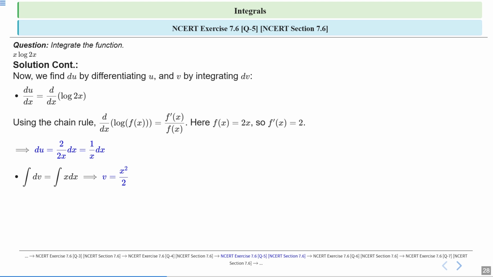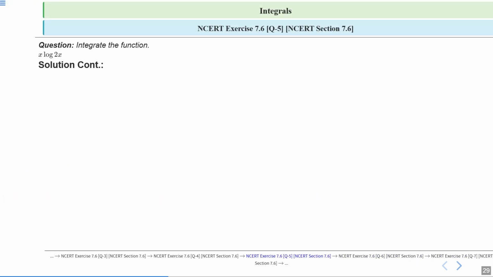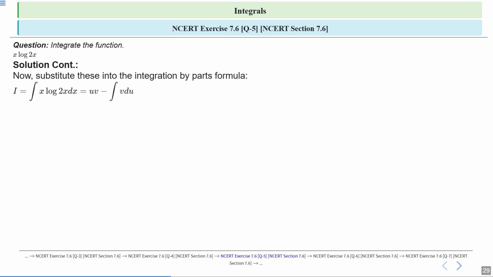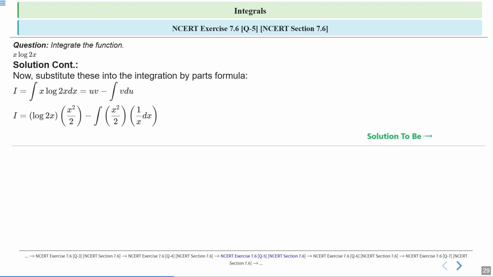Now to find the value of v, we just integrate dv. So integration of x dx, v is equal to x square by 2. We apply the formula of integration of x^n, that is x^(n+1) by n plus 1. Now substitute this into the integration by parts formula. We know the value of u, that is log 2x, v, that is x square by 2, and du, that is 1 by x dx.